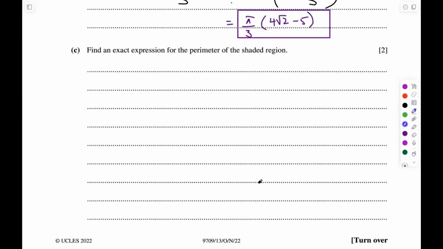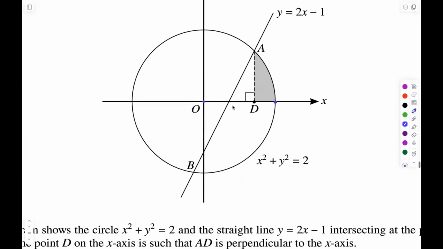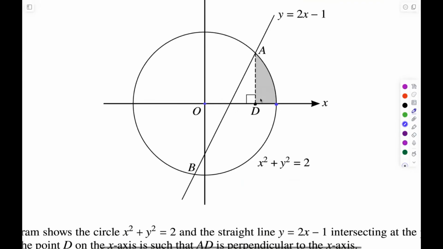In part C, we have to find an exact expression for the perimeter of the shaded region. If you look at the shaded region, it consists of 3 parts. One of them is an arc length of the circle with center O. The other is a straight line from A till D, and a third length from D till the point where this circle intersects the x-axis. We already know that this intersection point is square root of 2, and the x-coordinate of D is 1. So this length will be square root of 2 minus 1. The y-coordinate of A was 1, so the length from D till A will also be 1.